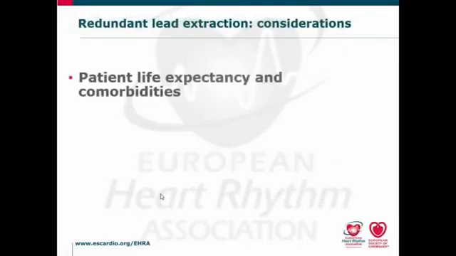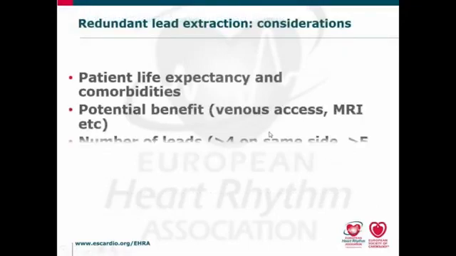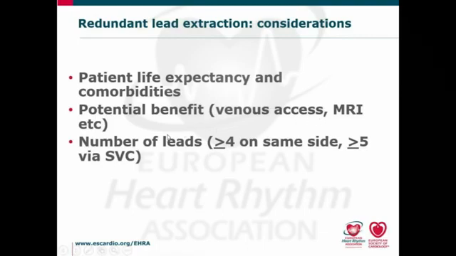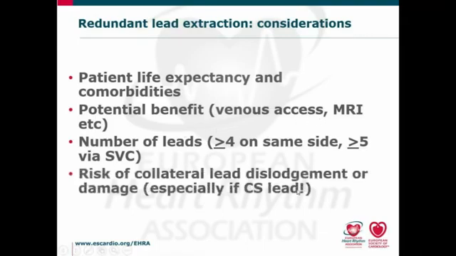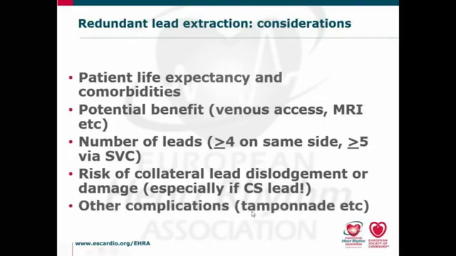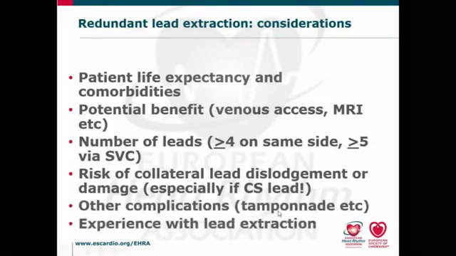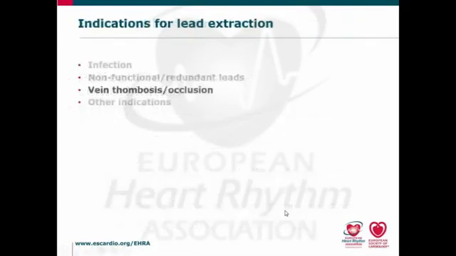So the considerations are the patient's life expectancy, the potential benefit, MRI conditionality, of course, the number of leads, and the risk of collateral lead dislocation. That's especially a problem with coronary sinus leads, because if you do damage or dislodge those leads, then you may never be able to use that very same CS tributary. And finally, the risk of other complications and experience with lead extraction, which is also very important.